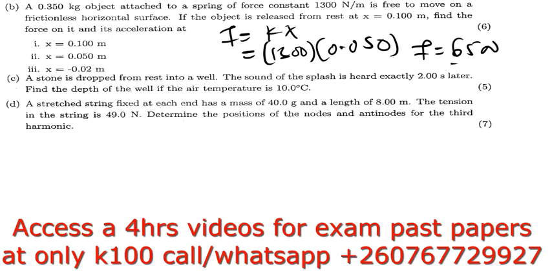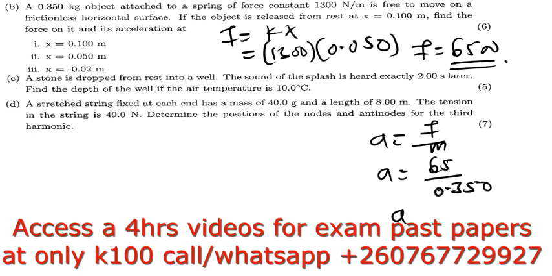What is the acceleration? The acceleration will be given by the force divided by the mass. The force is 65, the mass is 0.350, so acceleration will be 65 divided by 0.350. I'm getting 185.71 meters per second squared. That is the answer. Let's go to part 3.